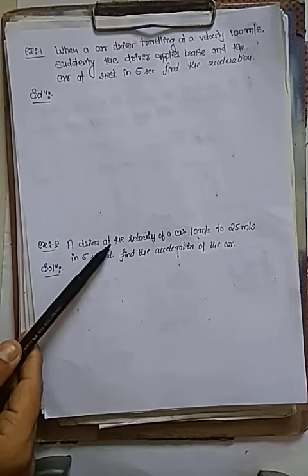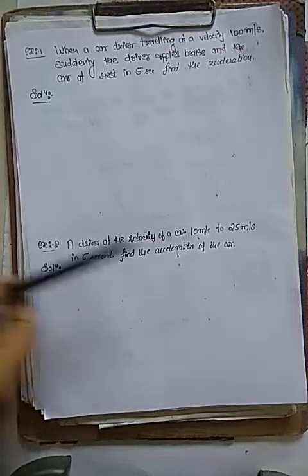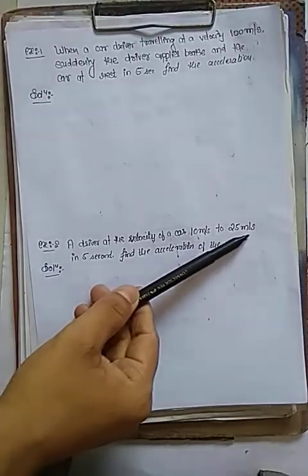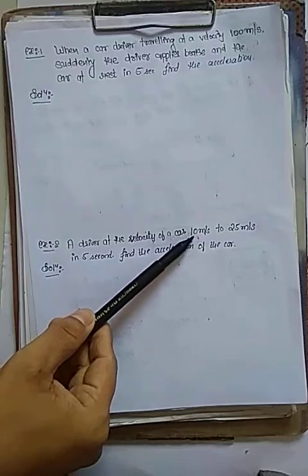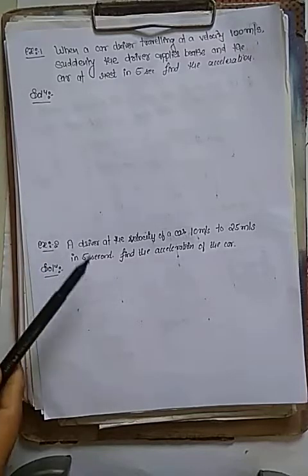Question number 2. The velocity of a car is 10 meter per second. A car is moving with a speed of 10 meters per second, so this is the initial velocity, up to 25. Here the velocity is 10, but later it becomes 25, meaning when velocity increases the acceleration is positive. How much time is taken? 5 seconds. So I hope you are able to solve the numerical.